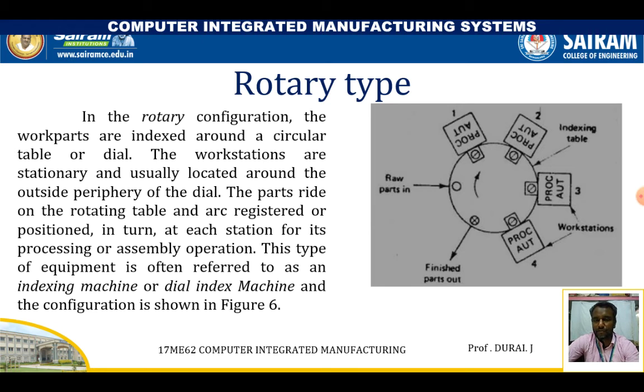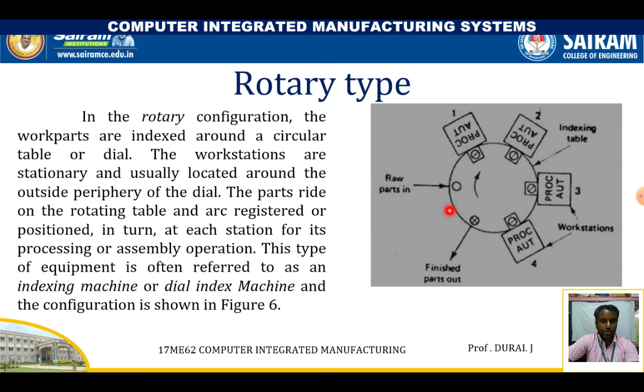In the rotary mechanism, there will be a circular table, and around the circumference of the table the machines are connected over here. Once the raw material enters, it goes to the first machine, performs the operation, then goes to the second machine. Like this it comes around and comes out as a finished product. It is employed only for small sized components, and it requires very few operations. And one more thing, this circular table is connected with an indexing mechanism.